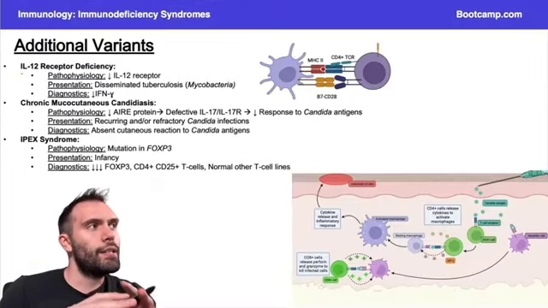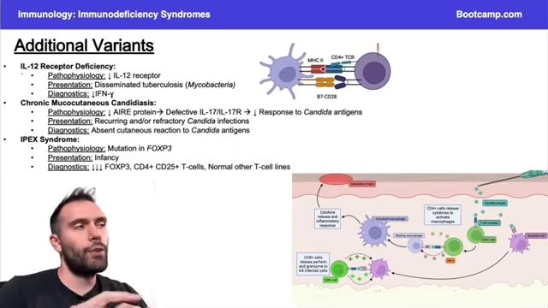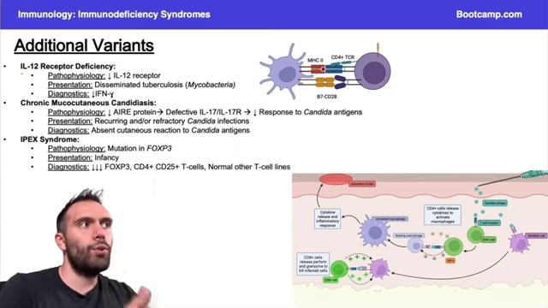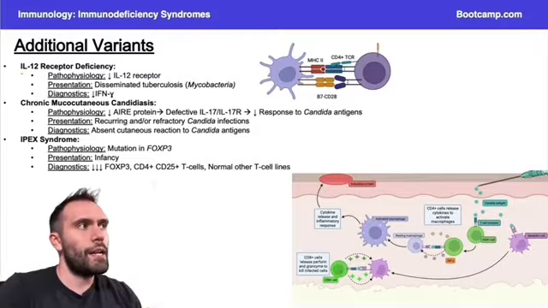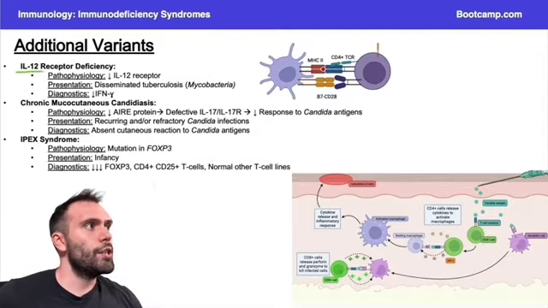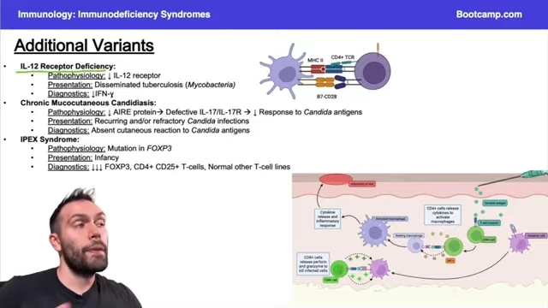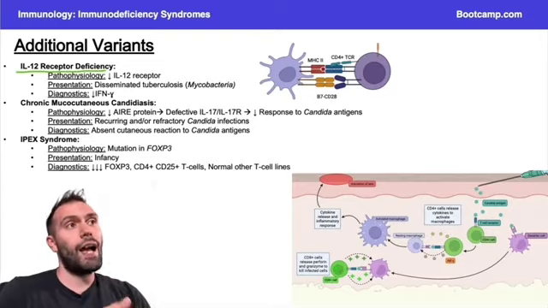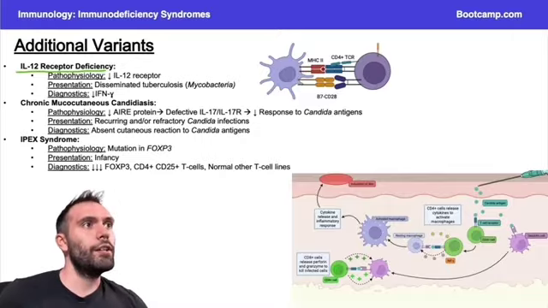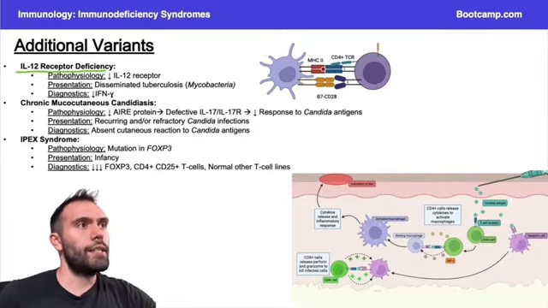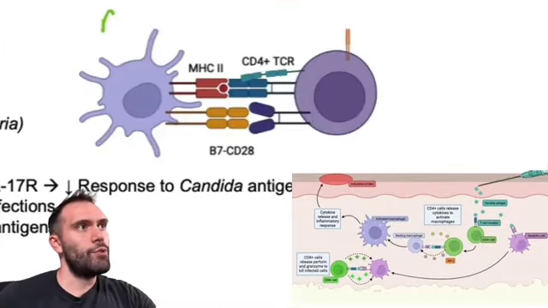So now let's take a couple minutes to talk about some of these additional variants. And again, if you understand what we've been talking about this whole time in terms of the physiology going on with the immune system, then a lot of this is going to make sense. So going to interleukin-12 receptor deficiency, we kind of already hit on this when we talked about antigen-presenting cells activating macrophages. And so you can see here, again, we have our antigen-presenting cell.